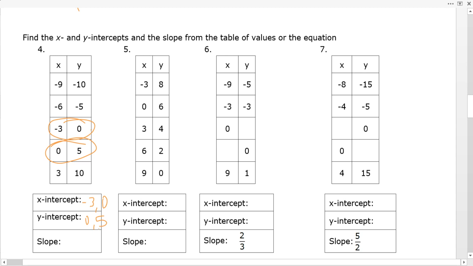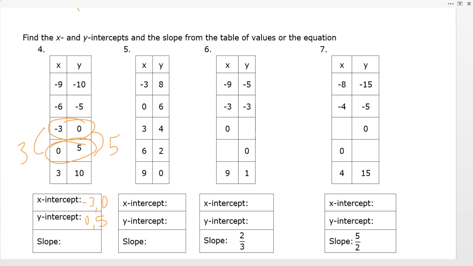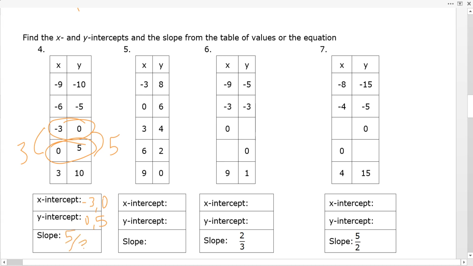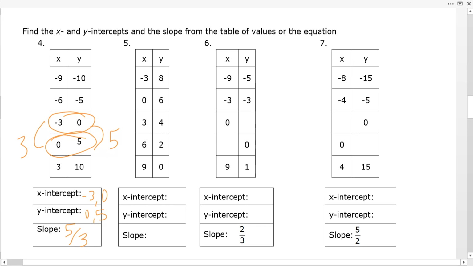And my slope, I'm going to go ahead and say is 5 and 3. Since they're both increasing, I'm going to have a positive slope. So it's going to be 5/3. And when I have fractions with 3 on the bottom, I just leave them as fractions because I don't like repeating decimals. So I'm just going to leave it like that.